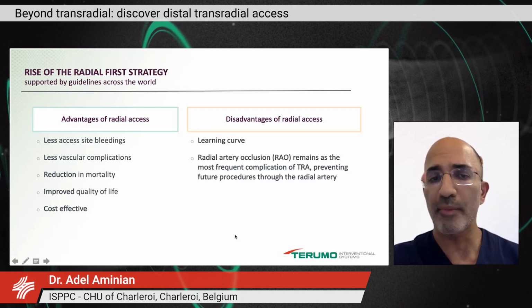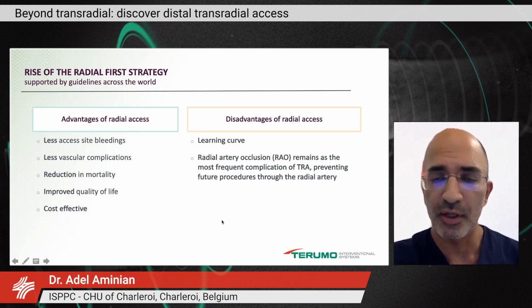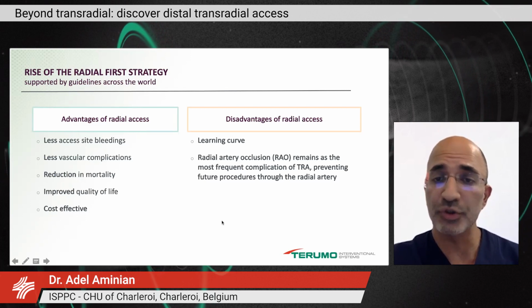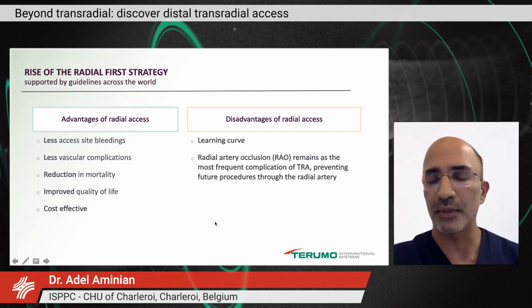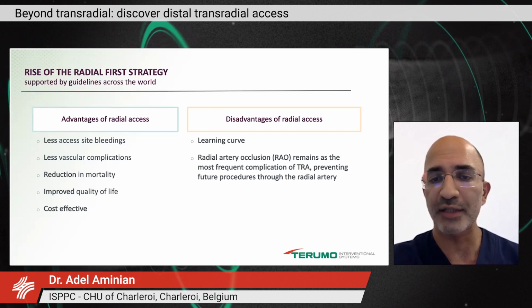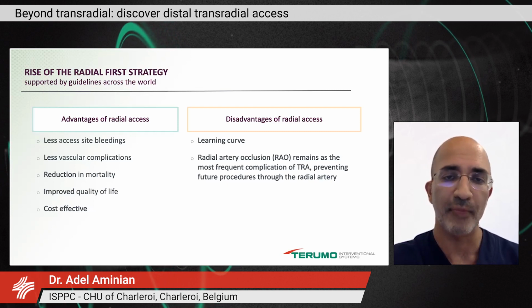But one of the drawbacks of the radial access is the occurrence of radial arterial occlusion, which remains as the most frequent complication of transradial access. And the main complication is that it prevents or precludes the use of the same radial artery for future procedures.